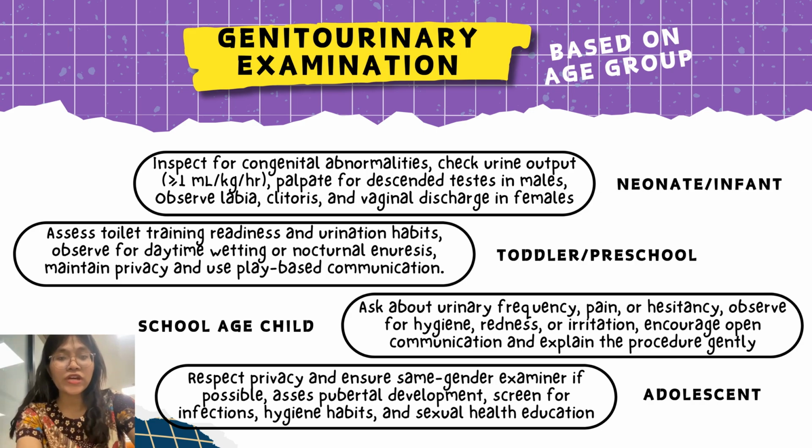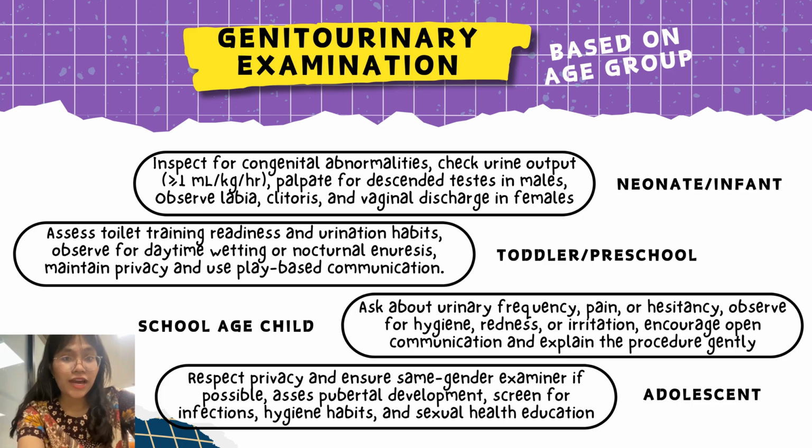And then we move to the age-based examination. For neonates, we can inspect for congenital abnormalities and then check the urine output, palpate the descended testes in males, and observe the labia, clitoris, and vaginal discharge in females. For toddlers, we can assess toilet training readiness and the urination habits. And then we can observe for daytime wetting, and then maintain privacy and use play-based communication.